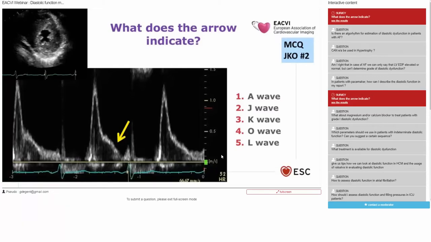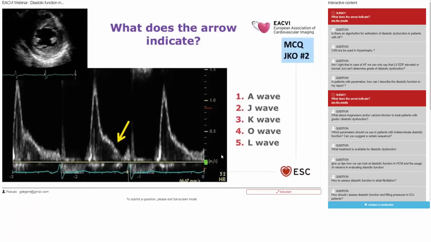What does the arrow indicate? 10% say A wave, 12% J wave, 2% K wave, 1% O wave, and 78% say L wave. 78%? Majority. Wow, there's a fantastic audience there. I don't really have to talk about this much more, but I think you're exactly right.